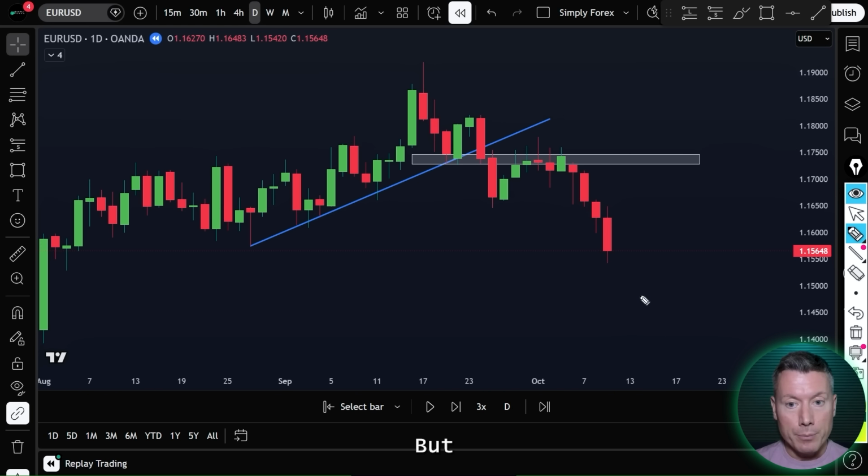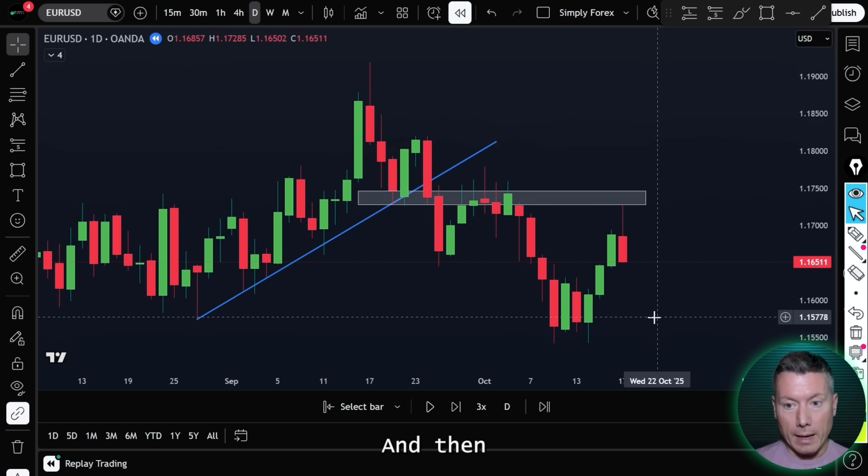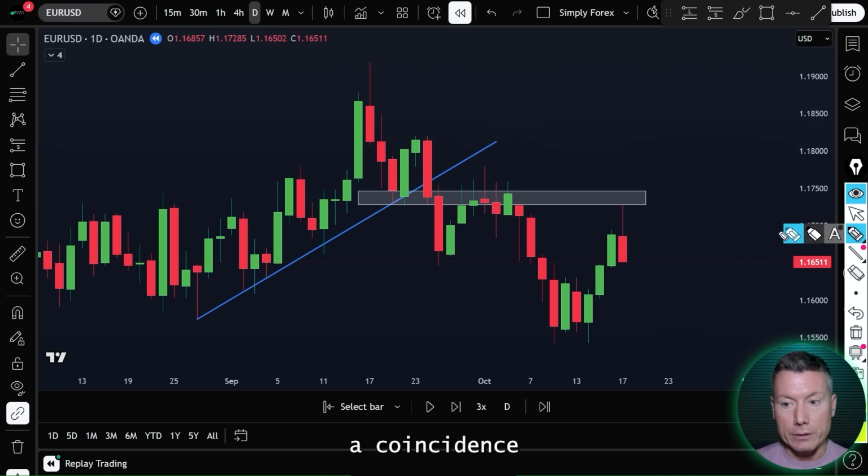Do I want to start selling there again? The answer is no. Your stop loss would need to go up there, right? So again, we wait for that pullback, okay? And then, it's not a coincidence that we get another pullback to our resistance level, and then we get a nice bearish candle. So you can start selling in here, stops above here.